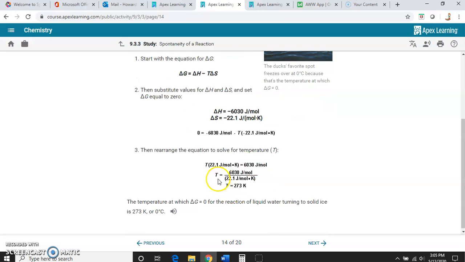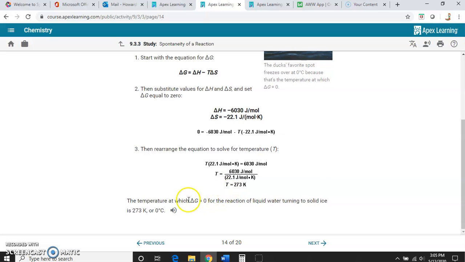We rearrange to solve for T. In the end, it's 273, which is 0 degrees Celsius. We know that's the freezing point of water. So we kind of knew that going in, but this is the way they're showing you proof that at 0 degrees Celsius is the point where the reaction becomes spontaneous. Water is going to freeze at anything below 0 on its own, and it's not going to when the temperature is higher than that. Makes sense. Okay.